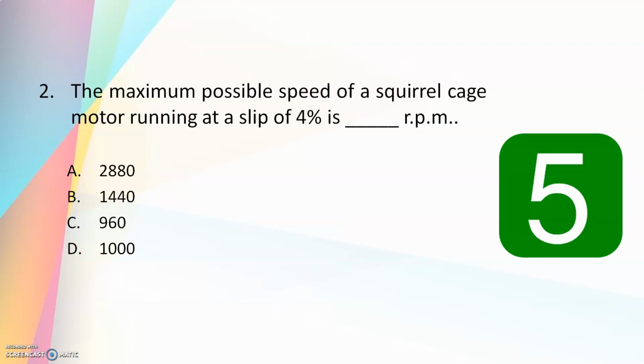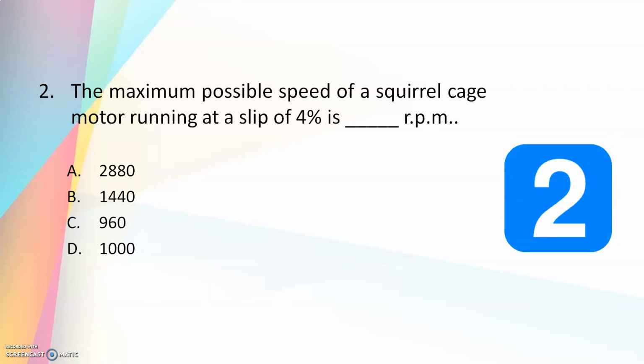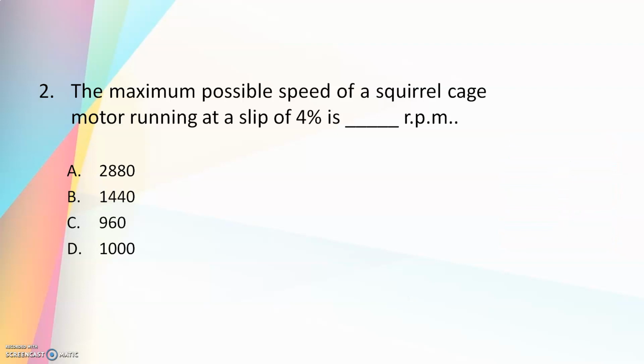The maximum possible speed of a squirrel cage motor running at a slip of 4% is dash rpm: 2880, 1440, 960, 1000. And the answer is 2880. This you can simply obtain from the slip equation. We know that slip s equal to ns minus n by ns, or rearranging you can get n equal to ns minus s into ns. So simply by substituting you can get the answer.